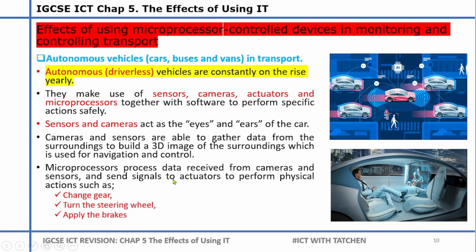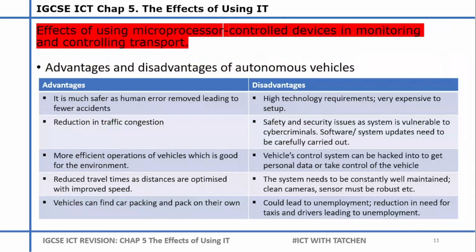But the actuators, on the other hand, make use of signals from the sensors to perform physical actions such as change gear, turn the steering wheel, and apply brakes. So these cars are actually very good, and it's a really good innovation which, as is always the case with most technological advancement, has its advantages and disadvantages, but it's pretty good if you look at it from one side. Now, let's look at some of the advantages and disadvantages of such systems. I'll discuss just two or three, and you can always read on the others. So it is much safer as human error is removed, with fewer accidents, so that's an advantage. A car driving itself is much safer as human error is removed.